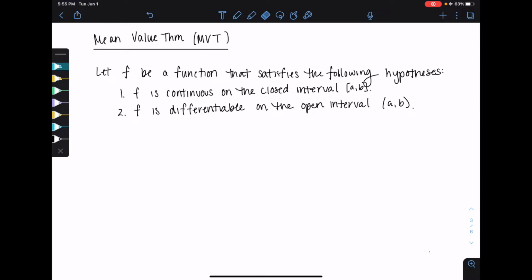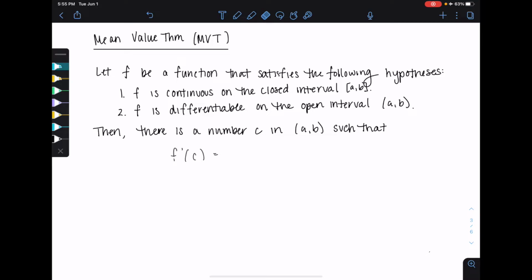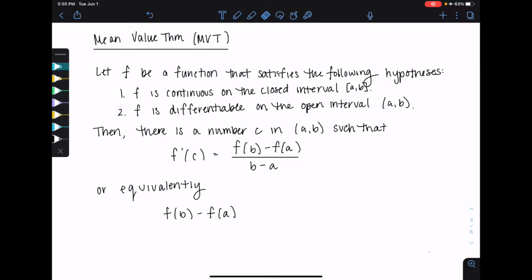What the mean value theorem tells me is that there's a number c in the interval such that my derivative is equal to the difference in y values over the difference in x values. Or equivalently, the difference in the y values is the derivative times the difference in x values. So really what Rolle's theorem tells you is these two are the same, which means this fraction would equal 0. So you get the derivative is equal to 0 for Rolle's theorem. So it's really just a special case of the mean value theorem.